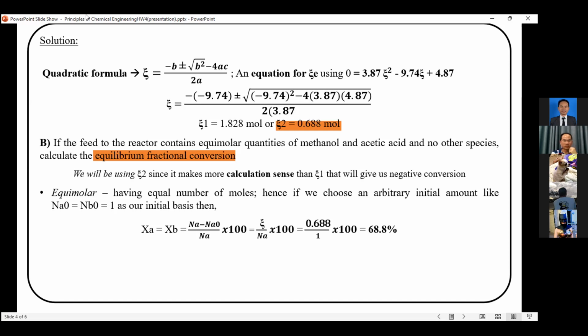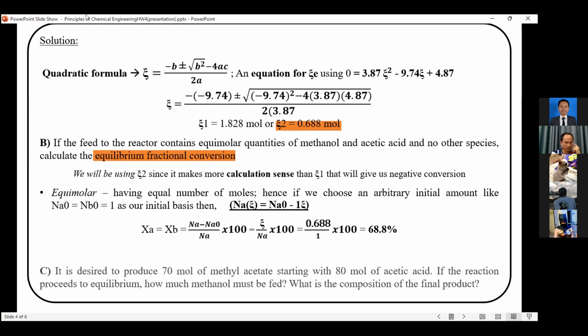Equimolar means it has an equal number of moles. Hence, if we choose an arbitrary initial amount like Na0 and Nb0 as 1 as our initial basis, then we are left with the fractional conversion, which is xa equals Na0 minus Na over Na0 times 100, which is equal to the extent of reaction. So 0.688 over 1.000 is equal to 68.8% fractional conversion. And they are also equal since both of them are equimolar.